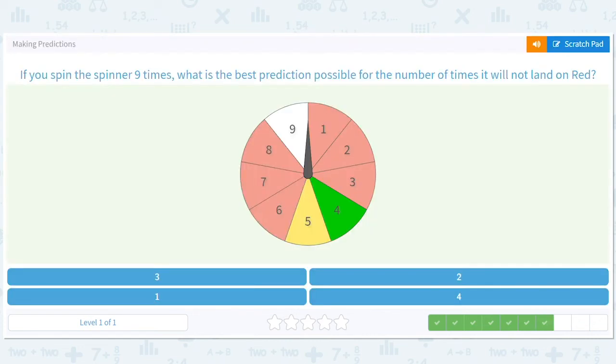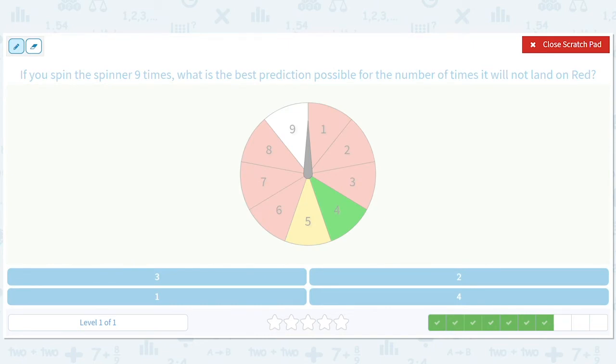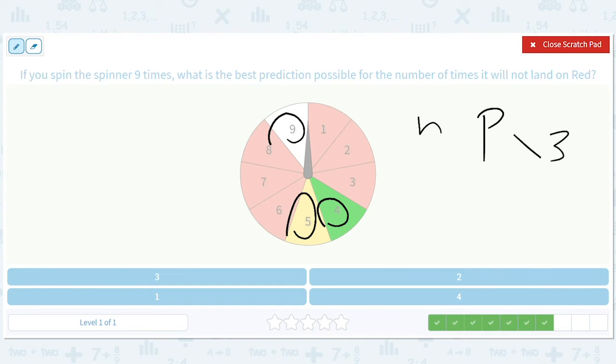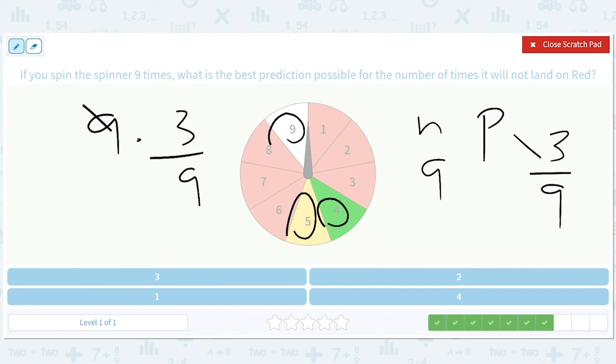If you spin the spinner 9 times, what is the best prediction possible for the number of times it will not land on red? Not red is 3 out of, how many are there in all? 1 through 9, so 9. N is 9. So 9 times 3 out of 9, let's not even simplify, is 3.